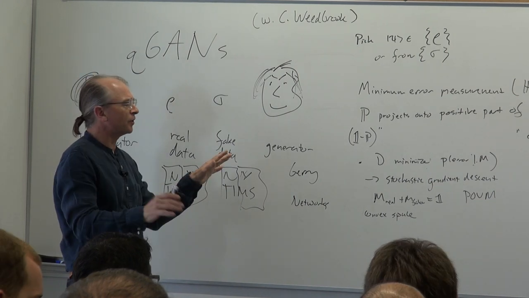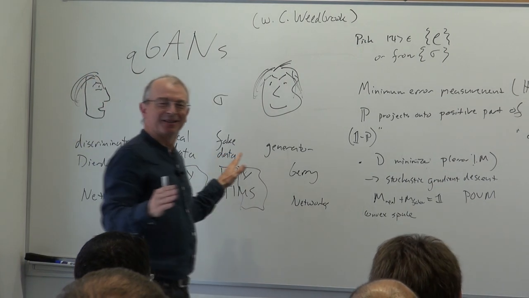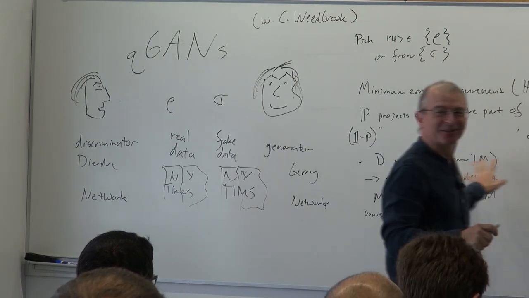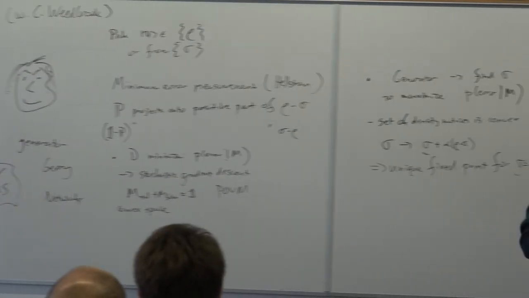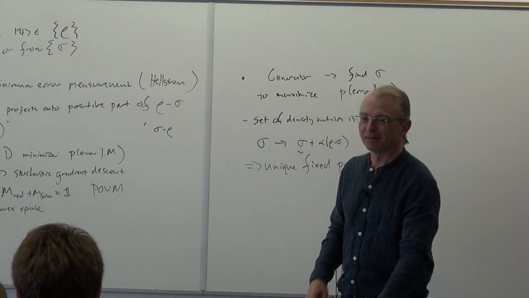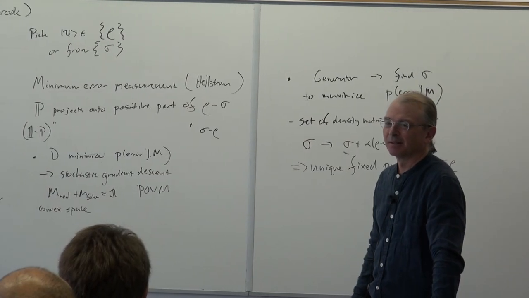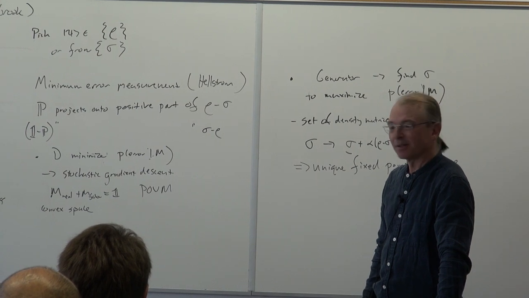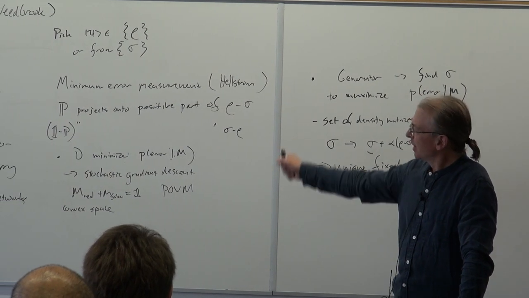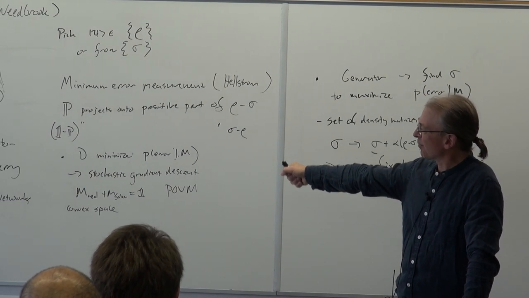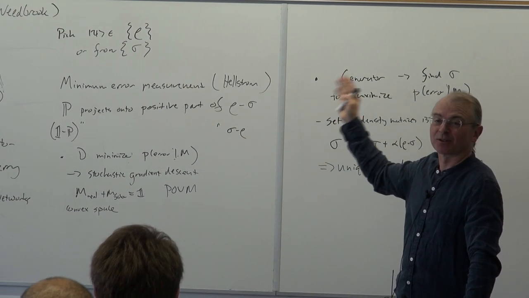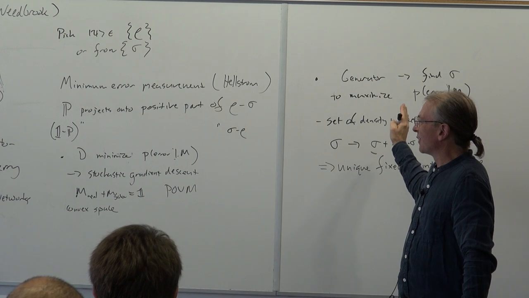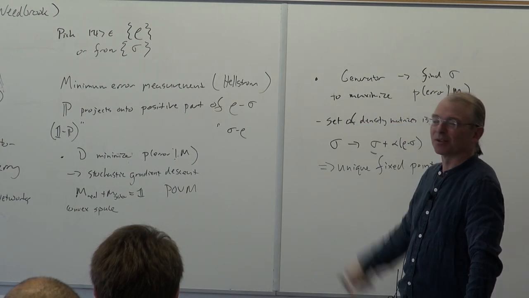Oh, yeah. So this assumes that you can do gradient descent in these high-dimensional spaces. Yeah, absolutely. But also, to get convergence, you're using both the set of density matrices as convex and the set of POVMs as convex? Correct. For the discriminator, it's important that the set of POVMs, or POVM operators, is convex. And for the generator, it's important that the set of density matrices is convex.